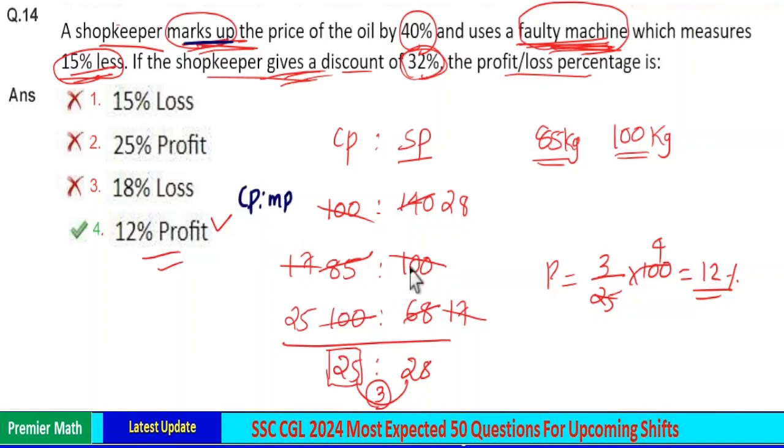Here this 100 is to 140 means cost price and mark price. Now 85 is to 100 means cost price and sell price. Now 100 is to 68 means mark price and sell price, because discount is on this mark price. So mark price and sell price. Here mark price cancel. Remaining is cost price and sell price.